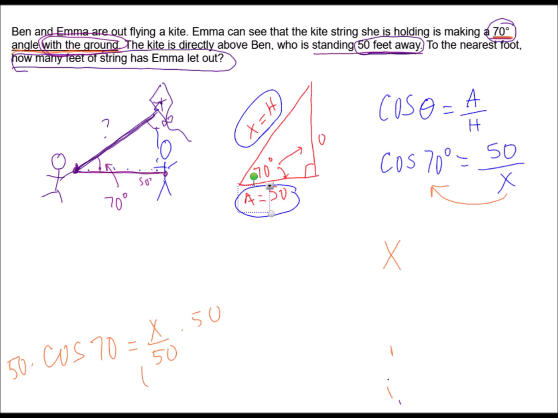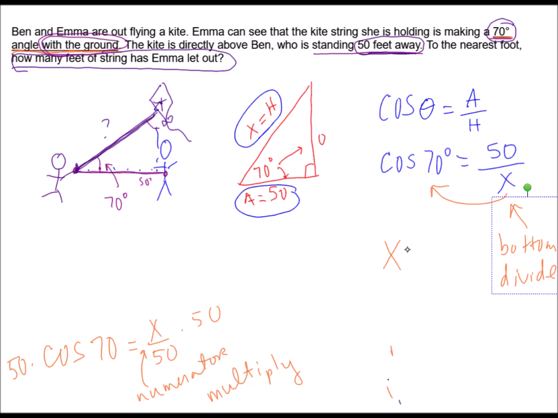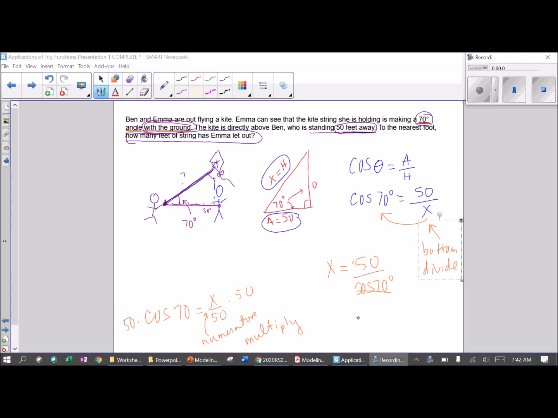So when x is in the top, you multiply. When x is in the bottom, you're going to divide. So x is going to equal the number divided by cosine of 70, which is about 17. It says 17.1, but it says the nearest foot, so it's going to be 17 feet.